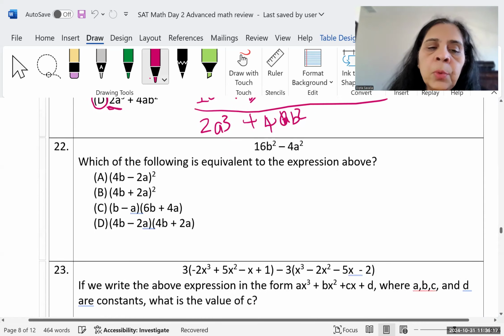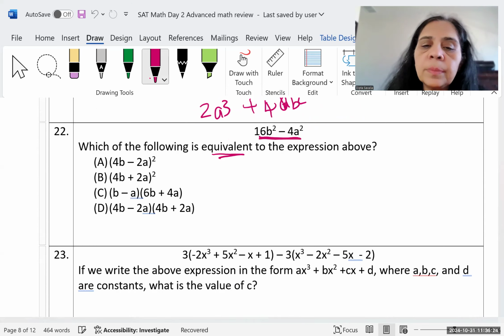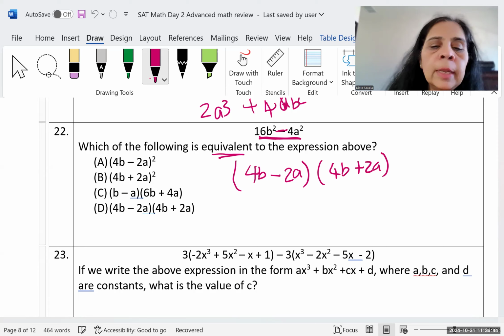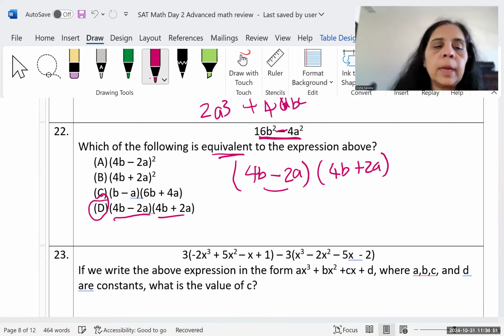Okay. Number 22. Which of the following is equivalent? Again, we are looking for equivalent, so we can find the factors here. We have a difference of two perfect squares. Now you must know how to find the factors of this. So 16b squared, what is the square root of that? 4b minus the square root of 4a squared, which is 2a, and 4b plus 2a. They didn't take out any GCF, so we will just start like that. So we have this factor right here.